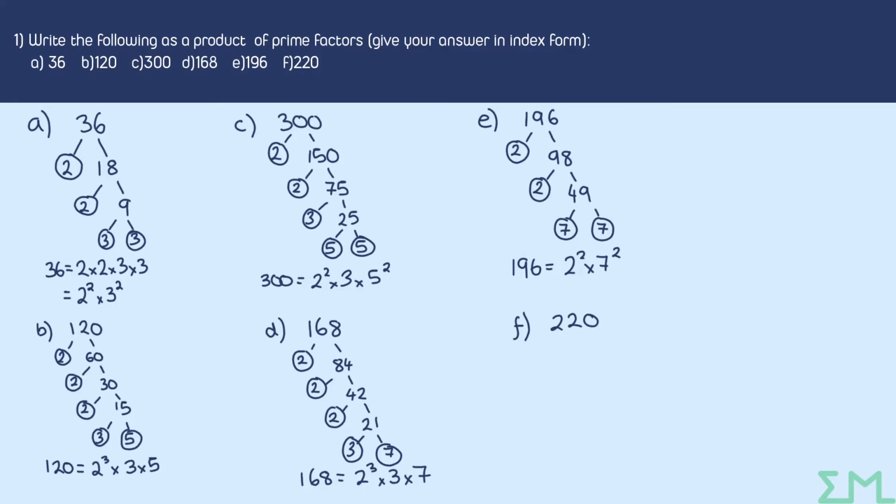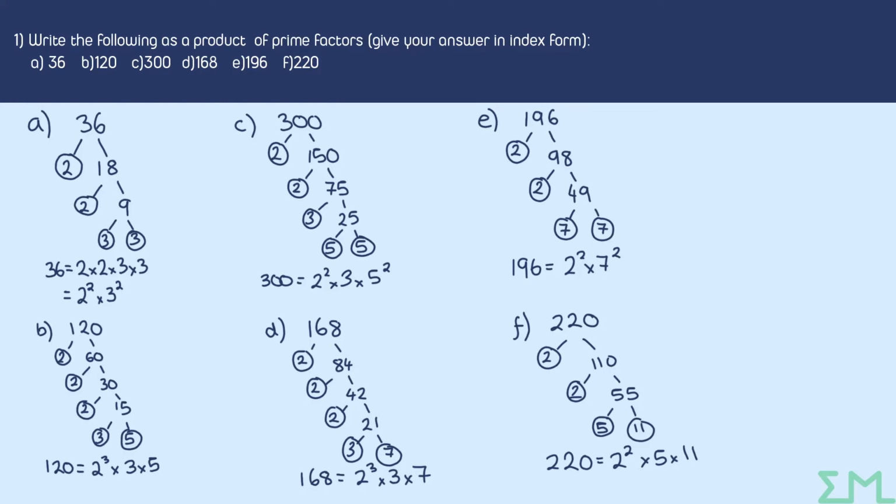220. Right, if you haven't been doing this already, then pause the video and have a go at this one yourself before I show you what the answer is. Make sure that you can do this independently. And so we are going to halve and halve again. Okay, 3 doesn't go into 55. 5 plus 5 is 10. 3 doesn't divide 10. 5 does though, so let's pop that one down. And this time it's 11. 11's a prime number, so we are done. 220 is 2 squared times 5 times 11.